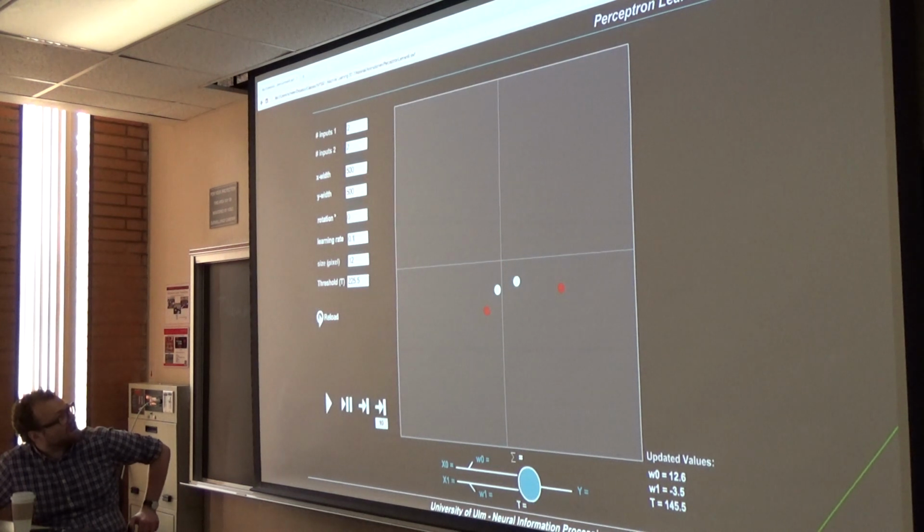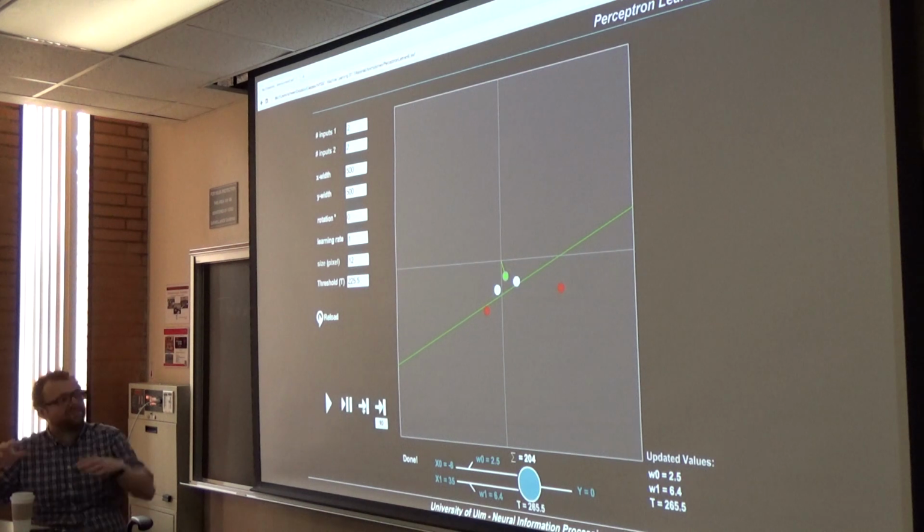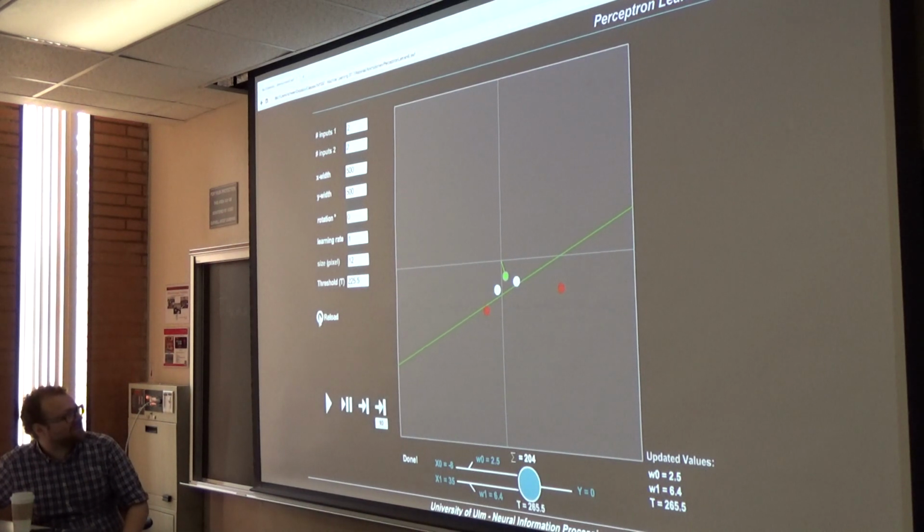Okay, so what happens if I have a learning rate of 1 and a similar problem? Now I jump a lot more, okay? And it will find a solution, but it will take maybe a little longer, right? So the perceptron learning algorithm will always find a solution if there is a solution.